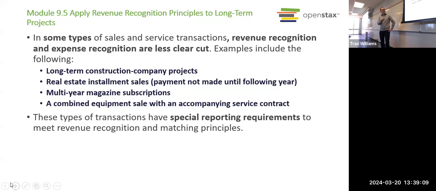And what if you sell some equipment and you agree to service that equipment? Well, the equipment you can count as a sale right away. But the service portion, you have to spread that revenue out over time. So if you're going to be providing that service for a year, then you would spread that revenue out probably monthly over the course of that year, kind of like the magazine subscription. So these are unusual circumstances that do allow for different ways that we can count the revenue. Questions about any of these 4 examples?